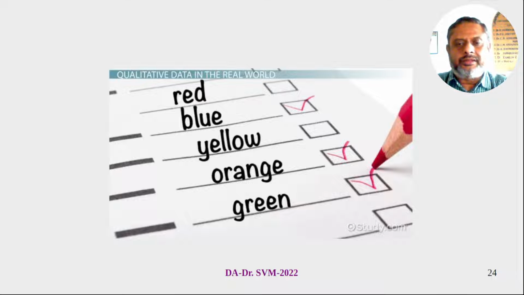And as a lazy person, if you are going to write down these colors, color of choice, multiple times, then writing orange again may be a difficult issue. So we can give a code. So instead of red, we can write 1. Instead of blue, we can write 2. Instead of yellow, we can write 3 and so on. But it doesn't mean that red is half the value of blue or red is less than blue. Nothing to do. It's just a code. It's just a mapping between the number and the color type.